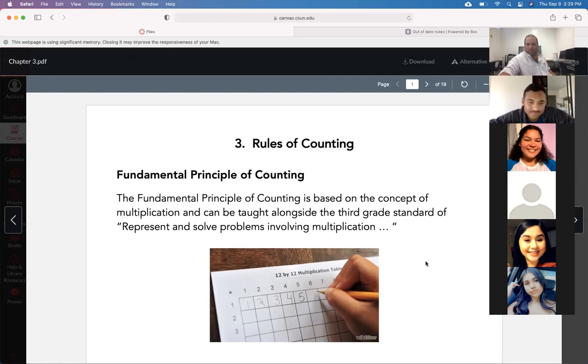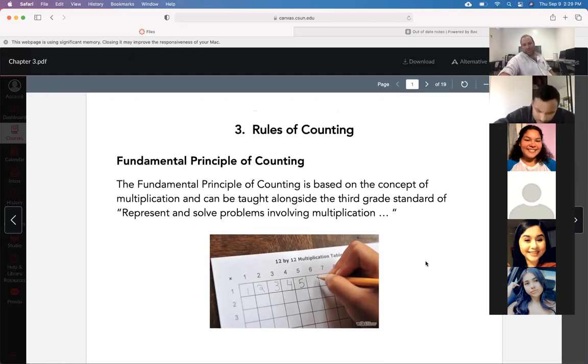Okay, so chapter 3, rules of counting. Now, some of you might be thinking to yourself, I know how to count. I've been counting for a very long time. You do the 1, and then next comes 2, and then next comes 3, and so on, right? We're pretty good at counting. But that is not what the mathematics of counting is all about.